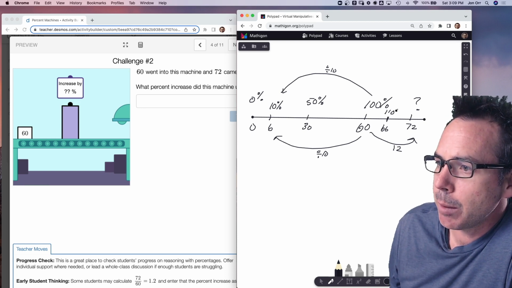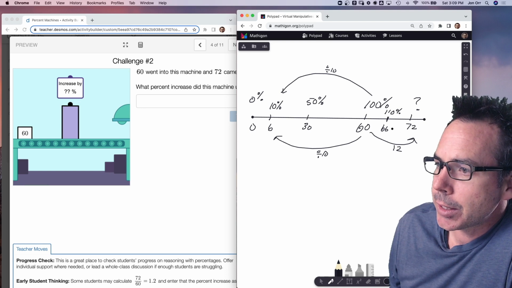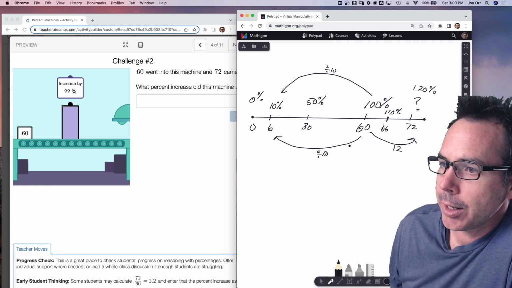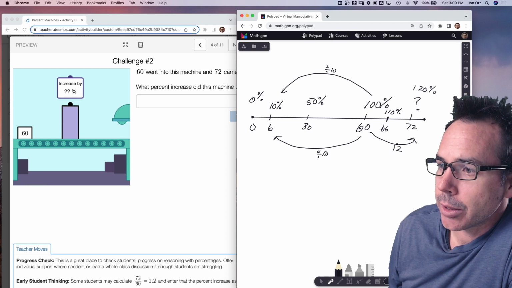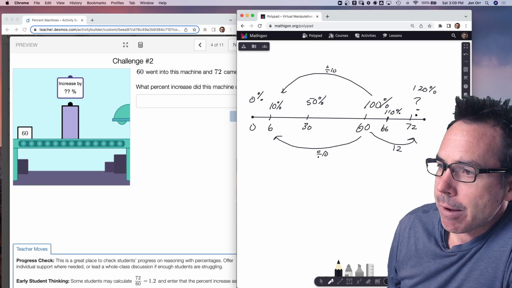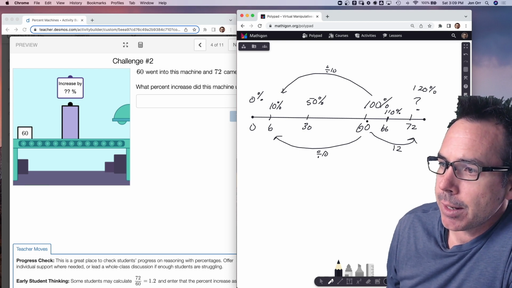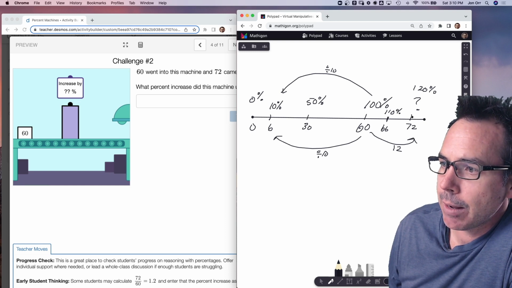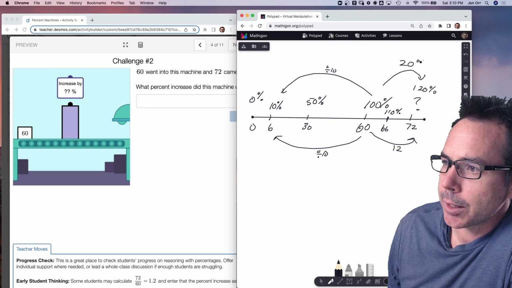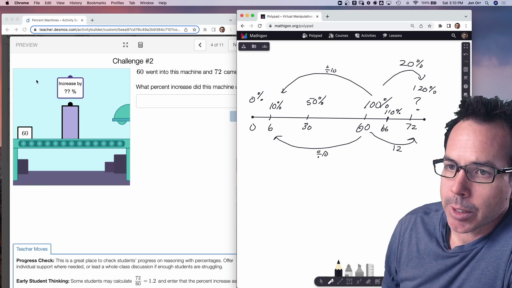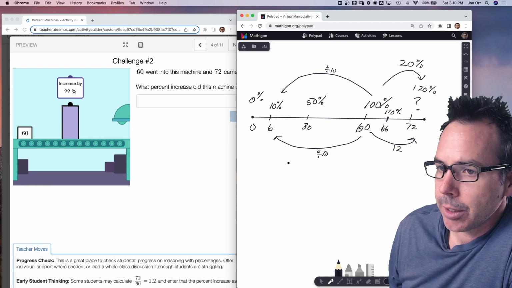So this must be 110%. And then there's another 6 right there, and so that must be another 10%. And now we have 120% right here. That's what one student in my class had shown on their number line. They say, look, if it increased from 100% up to 72, that increase from here to here is an increase of 20%. So we now have an increase of 20%, which is our answer here.